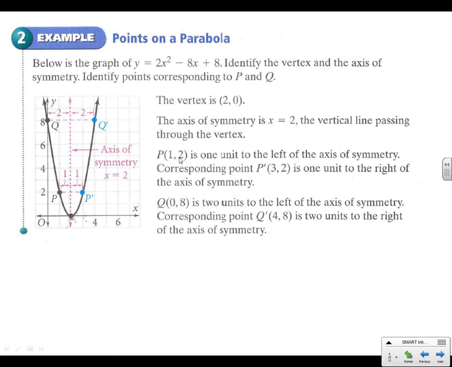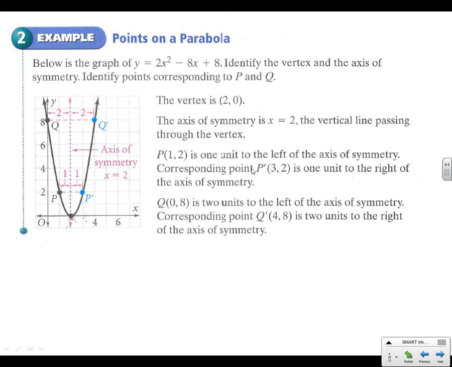All right, P is 1, 2, so that's right here. So P prime would be on the other side. This is 1 to the left of the axis of symmetry, so 1 to the left of x equals 2. This will have to be 1 to the right. So 2 plus 1 turns into 3. The height stays the same, so the y value stays at 2. So 3, 2.